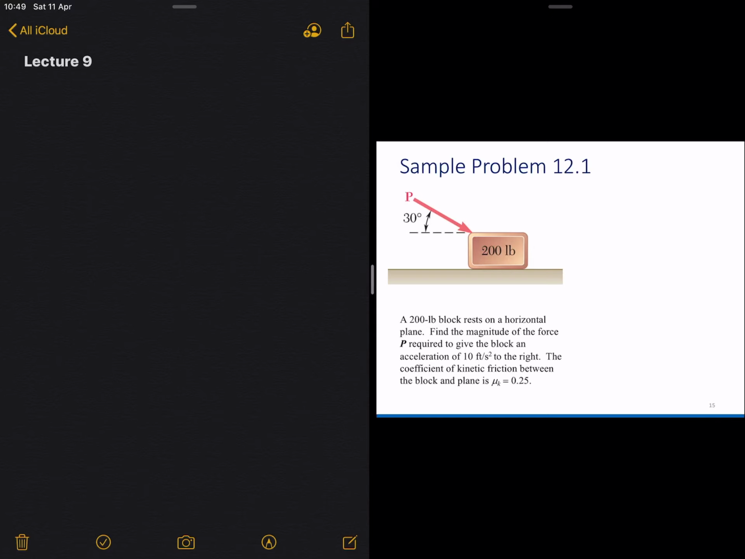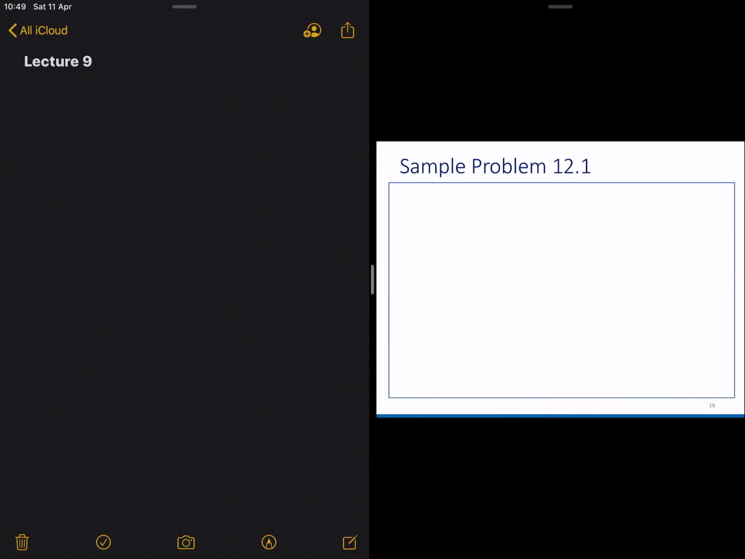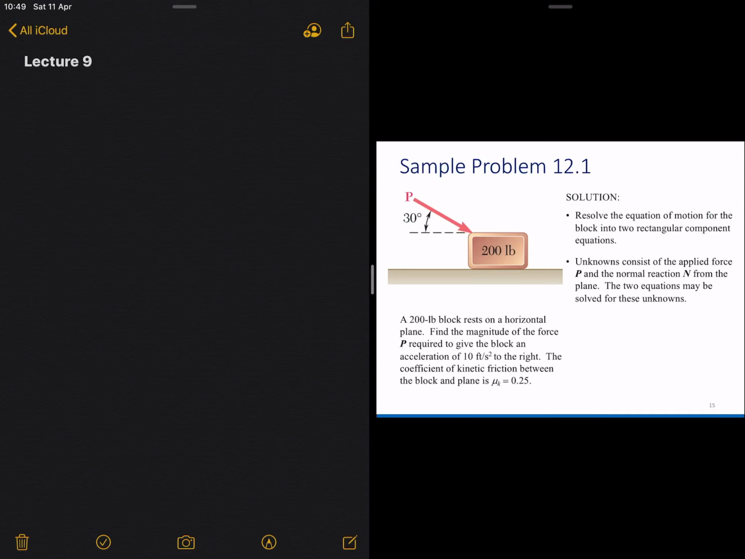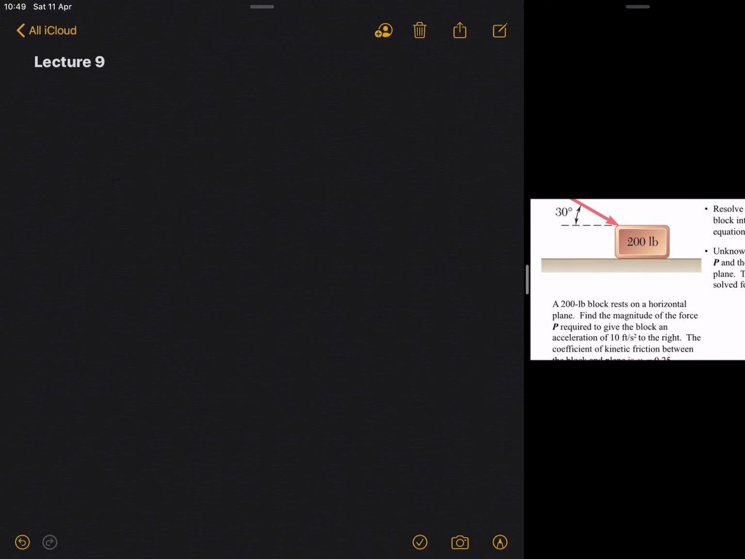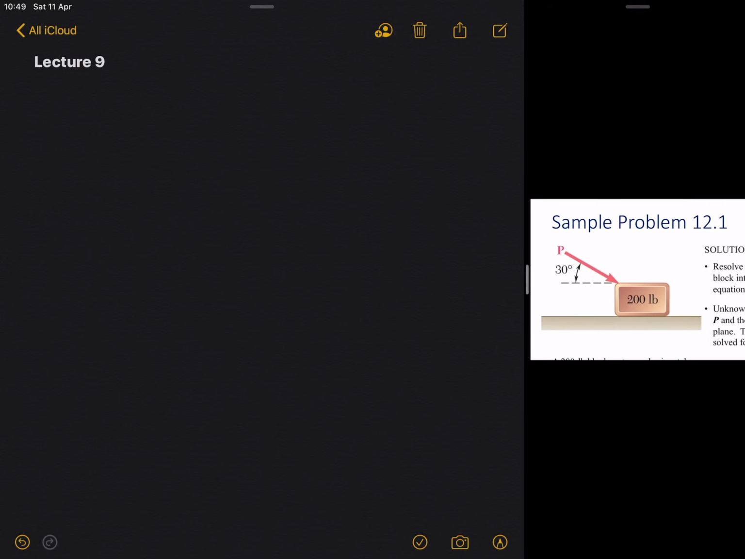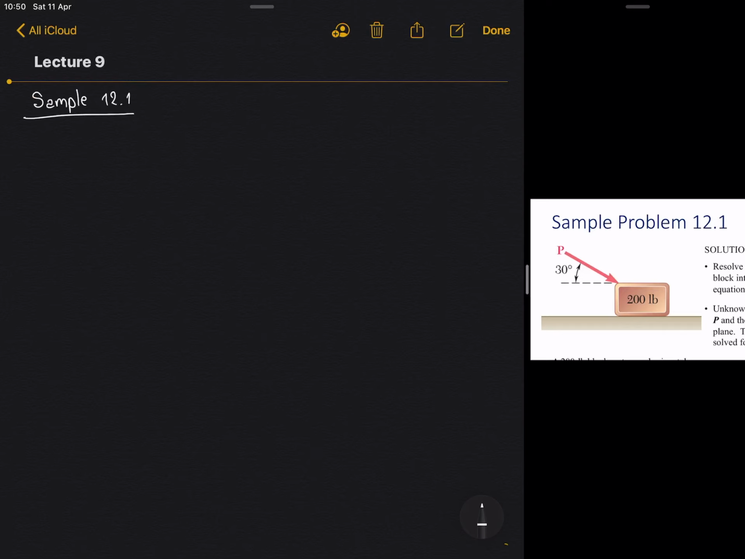Right. So, okay. Let's see. So here's the solution that you're going to do. Follow these steps. So first, solve the equation of motion of the block into rectangular component equations. Of course, we have sigma F equal to ma in the x and y axes. So what you have to do first actually is, okay. So what do we have here? So we have an object. I would like to have sample 12.1. We have objects.